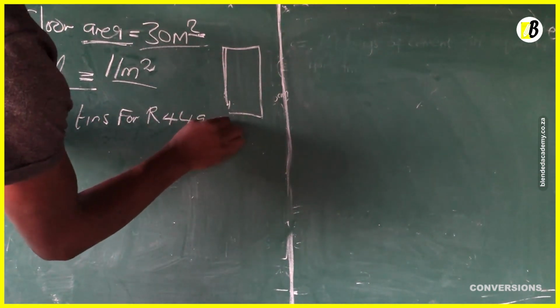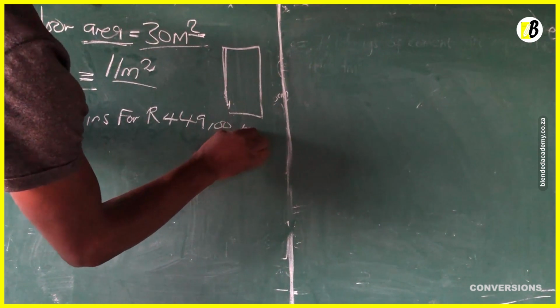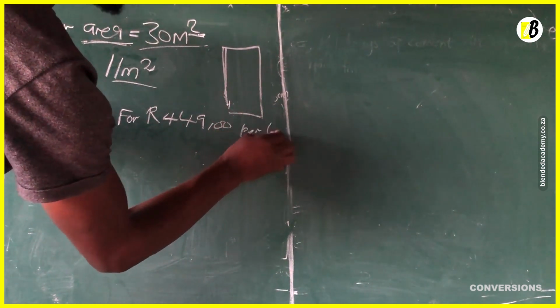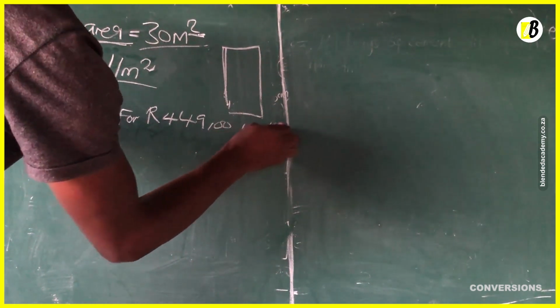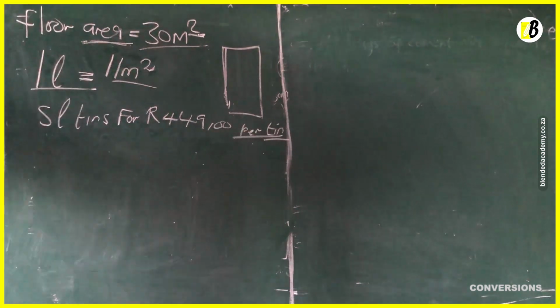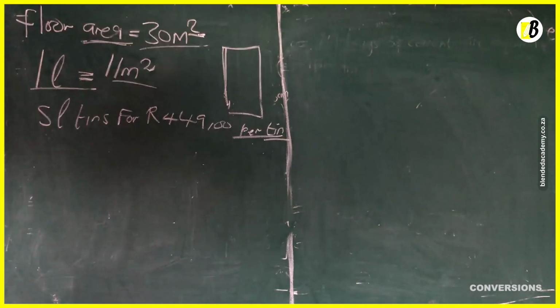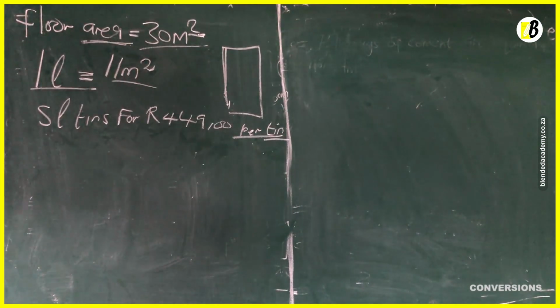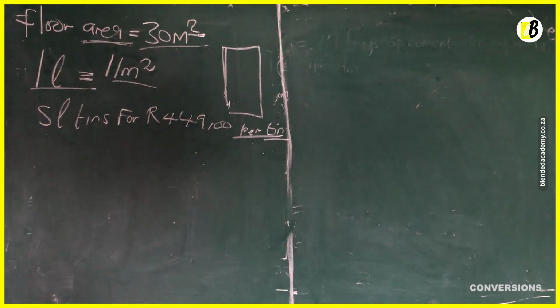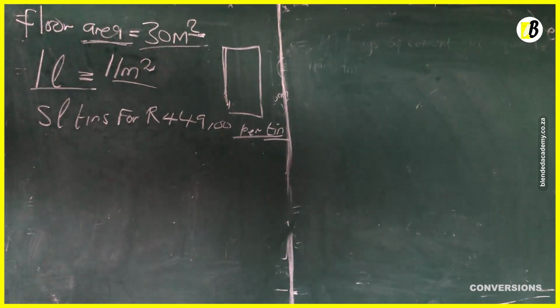for 449 rand per tin. This is very important. Per tin. And then they ask you, what is the total cost of the paint if you were to paint this floor area, the whole of it? What is the total cost? So let's see if we can come up with a solution for this one.